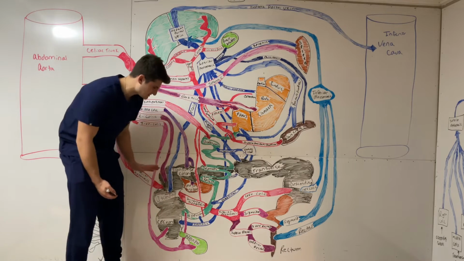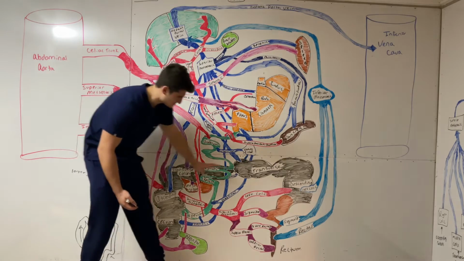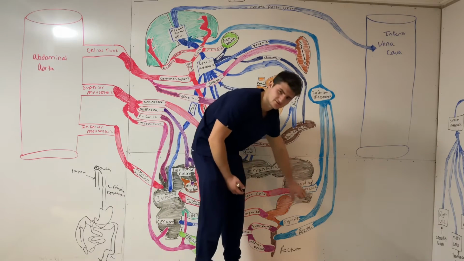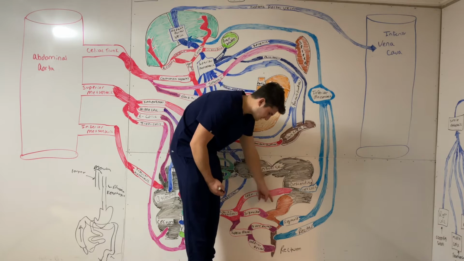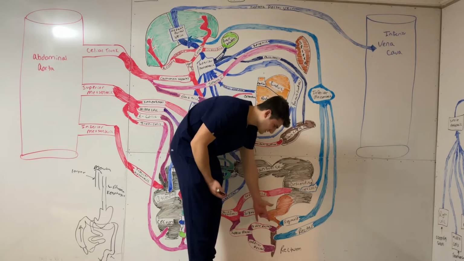But the large intestine is then going to have what? It's going to have an ascending region, a transverse region, and then a descending region. The descending region is going to feed into the sigmoid colon, and then that's going to feed into the rectum.